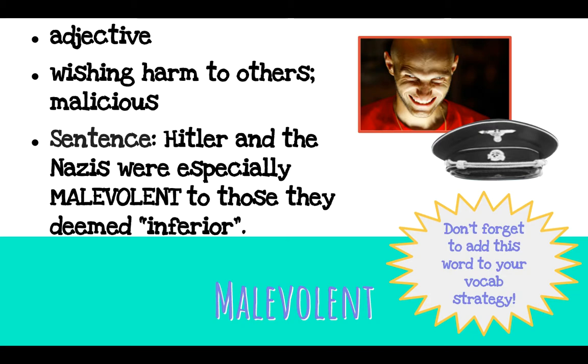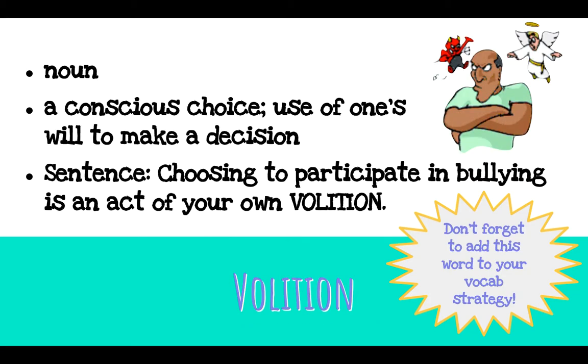The next word that uses this root is volition. Volition is a noun, and it means a conscious choice, the use of one's will to make a decision. So choosing to participate in bullying is an act of your own volition. It's a conscious choice. It's a decision that you make.